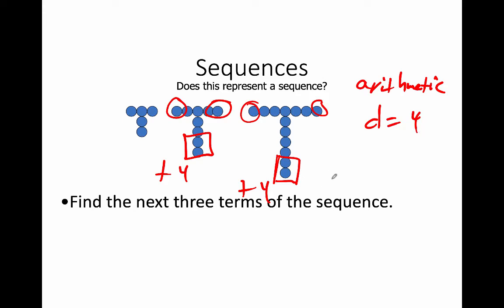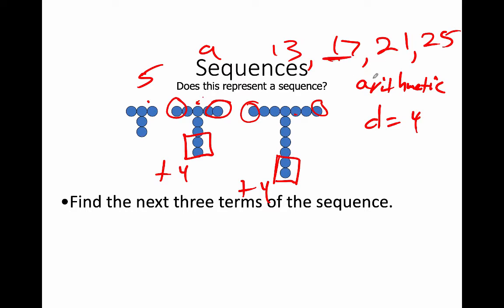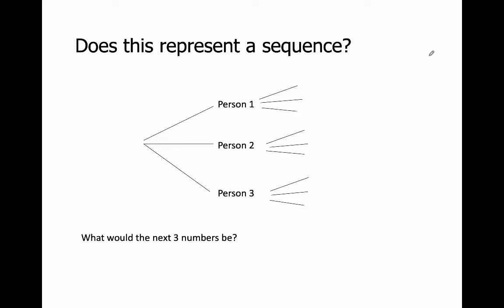Find the next 3 terms. Yeah, you're going to go from 5 to 9 to 13. It's going to be a T with, we're not drawing these things, it'll take forever, 17 and 21 and 25. So we have 5 dots, we have 9 dots, we have 13 dots, plus 4 more is 17, 21, 25.